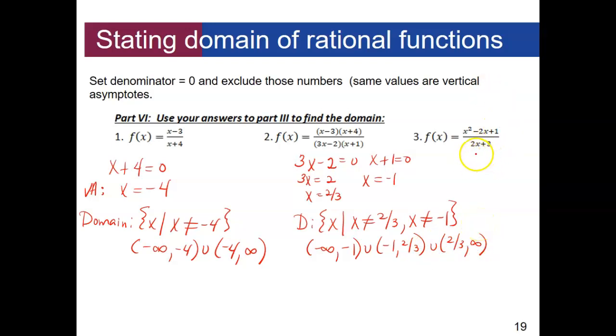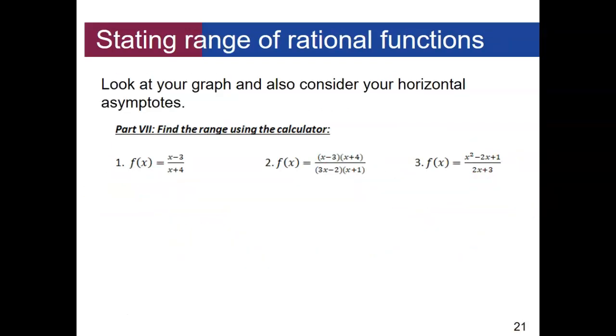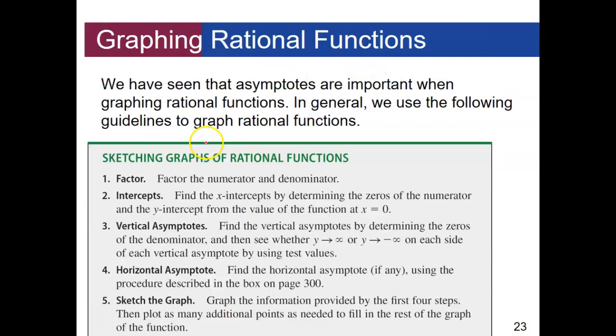And then for number 3, we'll set that denominator equal to 0. So that's going to be the value that has to be excluded for the domain. Okay, for the range, we actually need to look at the graph and come up with the range for these.